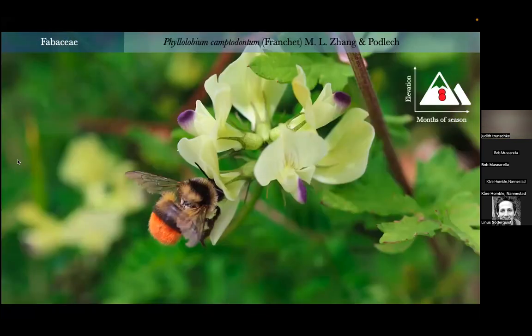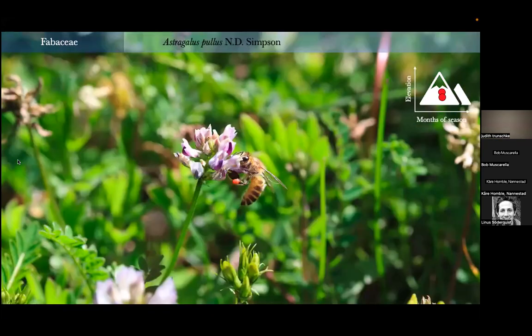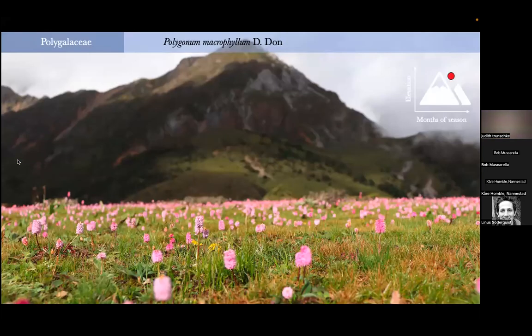And then, different Fabaceae, which can also only be utilized or visited by bumblebees or honeybees. And then again, it starts to decline at low elevation, whereas the high elevations get a real huge peak in flowering of Polygonum macrophyllum. So this is fantastic. And there are so many bumblebees.